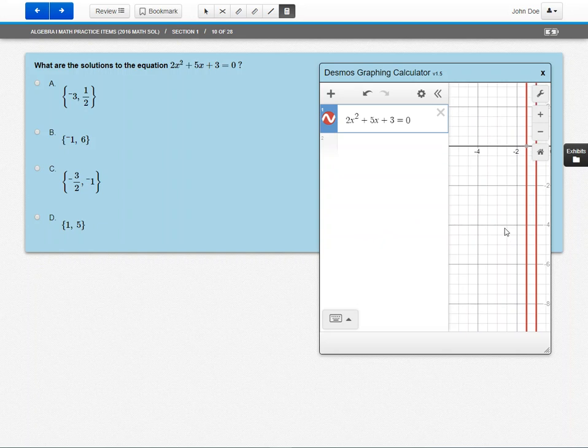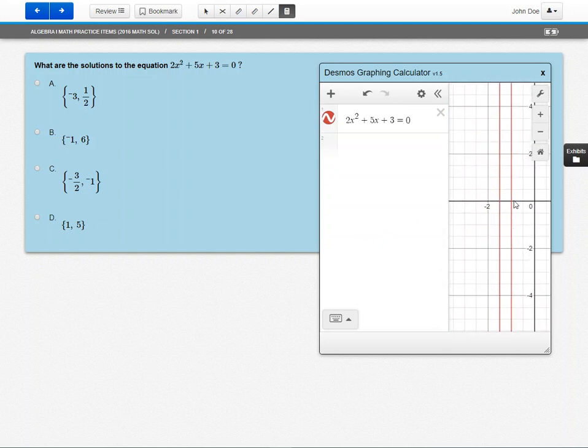If I zoom in, where does it cross my x-axis? Well, it crosses at -1, and it crosses at -1.5. So my solutions are the same thing as my x-intercepts. So my x-intercepts, -1 and -1.5, would have to be C. So anytime you see solutions, zeros, or x-intercepts, you can type the equation into Desmos and see where it crosses the x-axis. What are our x-intercepts?